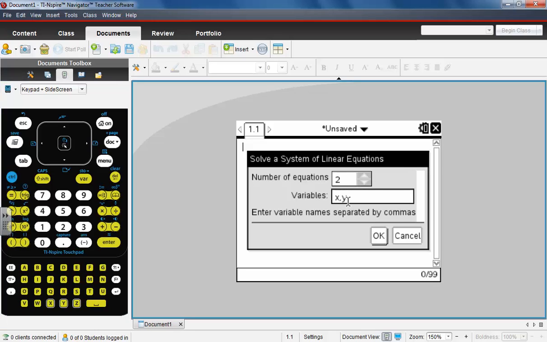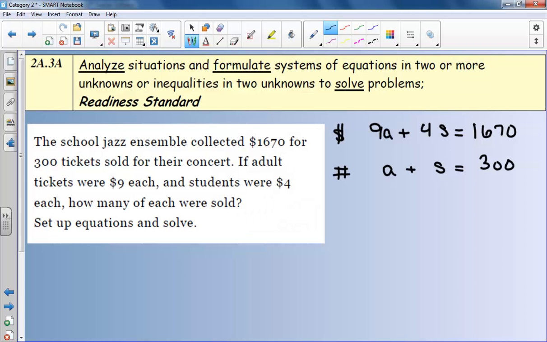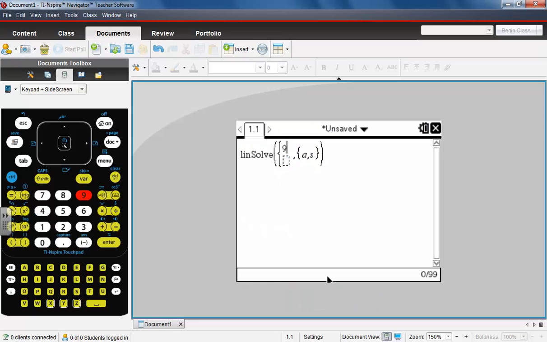And then for ours, we're actually going to change this because we're using A and S, and we're going to put it in the exact order that we did this in. So our first equation was 9A plus 4S, and so for this we put in exactly as it is, even if they're not in standard form. And we have to have equals, just like we did in NSolve, equals 1,670. And we have A plus S equals 300.